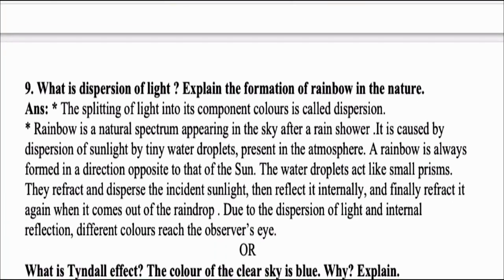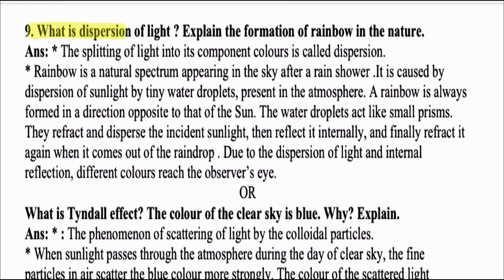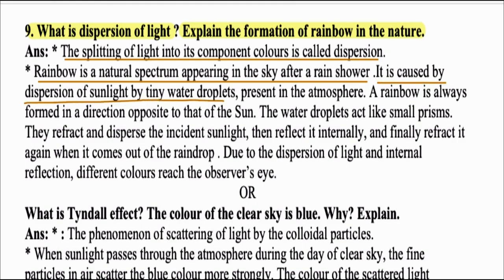Next, question number 9. What is dispersion of light? Explain the formation of rainbow in nature. The splitting of light into its component colors is called dispersion. Rainbow is a natural spectrum appearing in the sky after a rain shower. It is caused by dispersion of sunlight by tiny water droplets present in the atmosphere. A rainbow is always formed in the direction opposite to the sun.